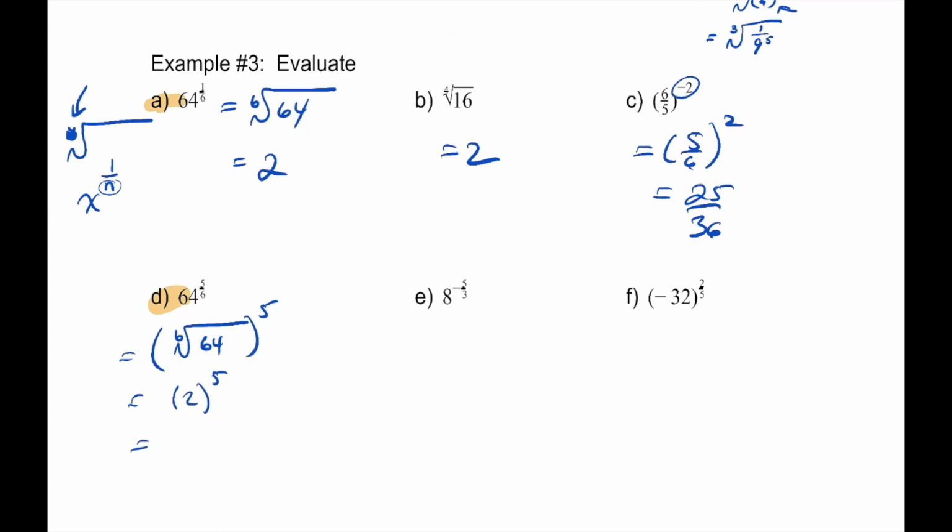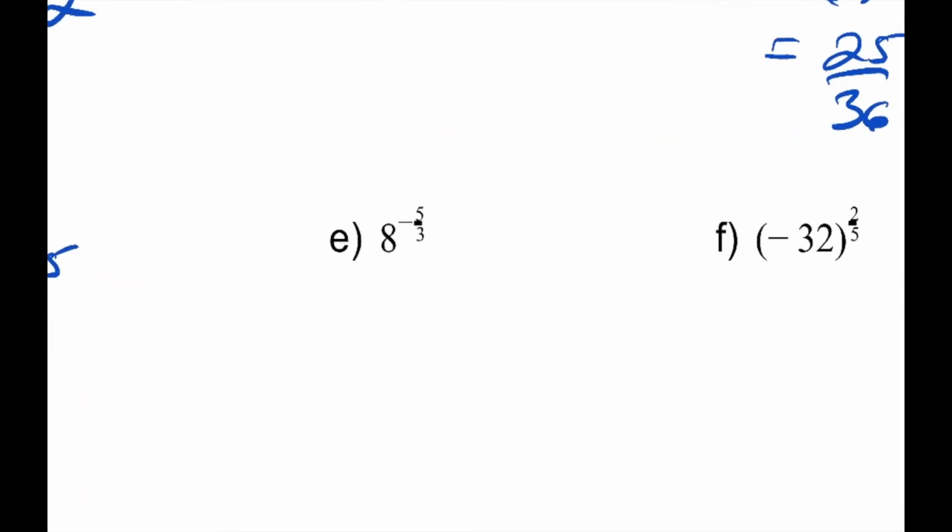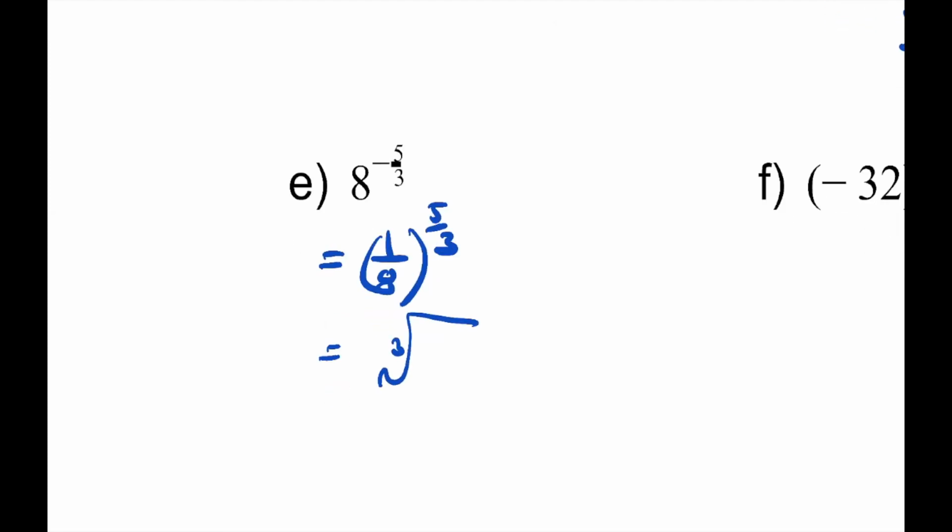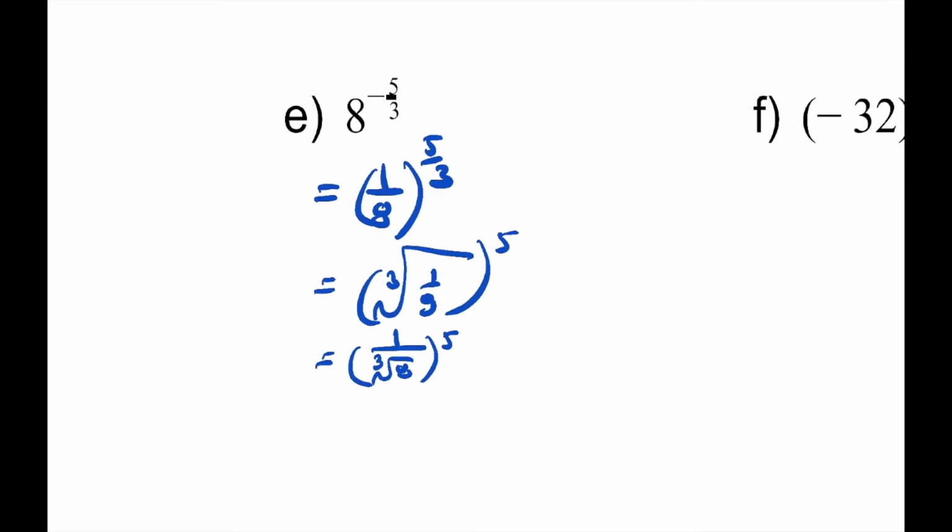2 to the power of 5 is 32. All right, so here's an example of the negative exponent. We're just going to take care of the negative exponent by reciprocating our base. That's going to be 1 over 8, all to the power of 5 over 3. This is the same thing as the cube root of 1 over 8, to the power of 5. The cube root of 1 over 8 is really the same thing as 1 over the cube root of 8, to the power of 5. Well, the cube root of 8 is 2, so it's going to be 1 over 2 to the power of 5, which is 1 over 32.